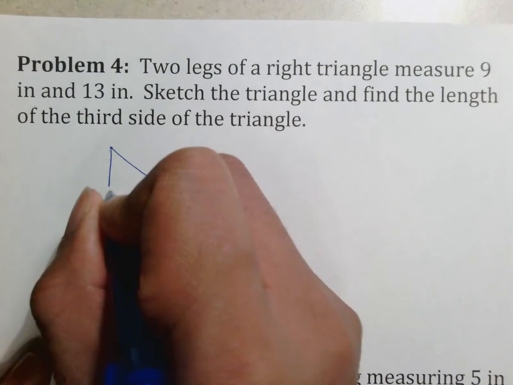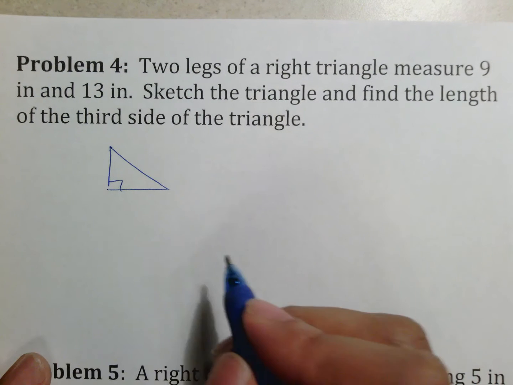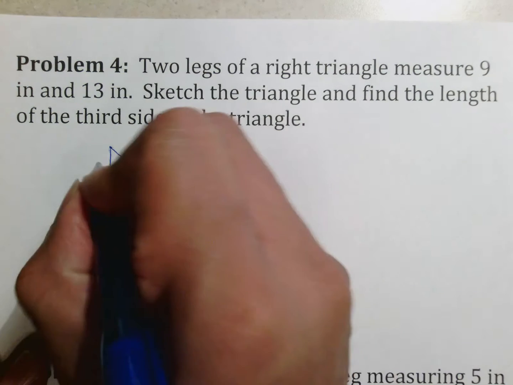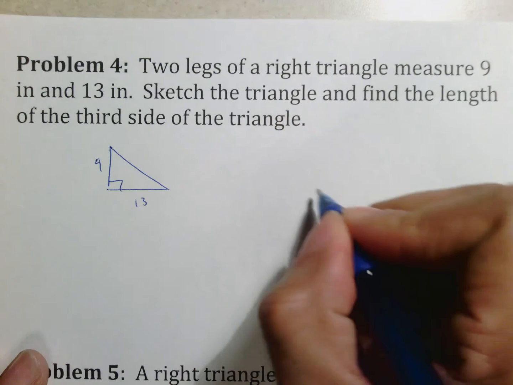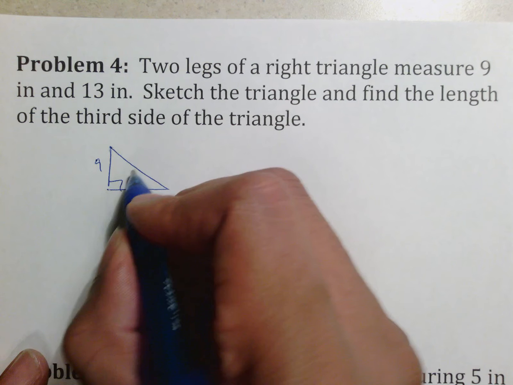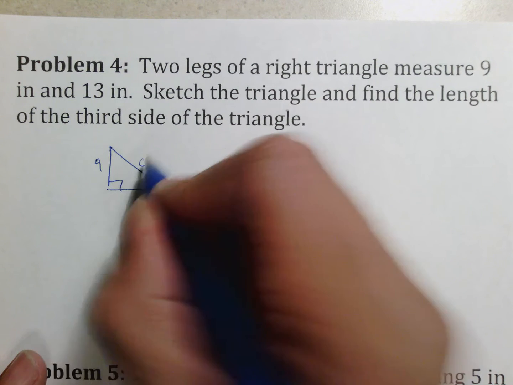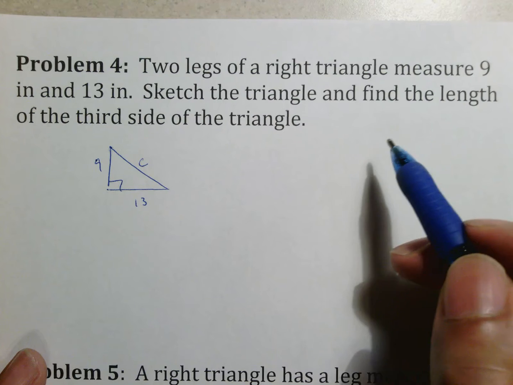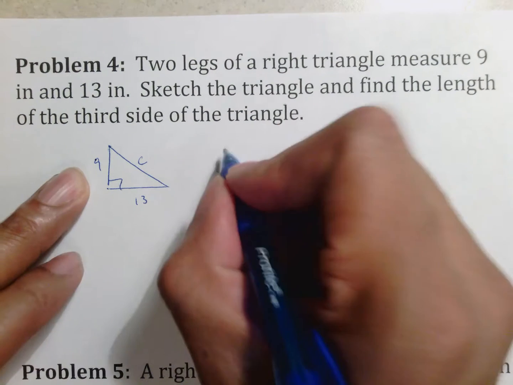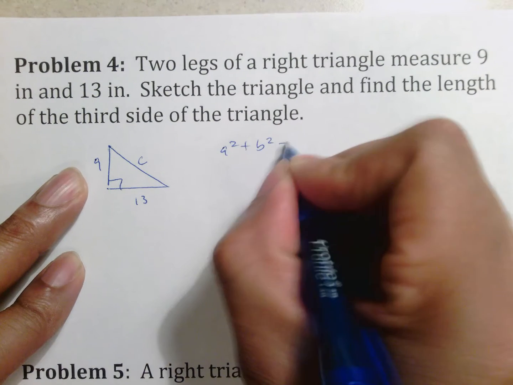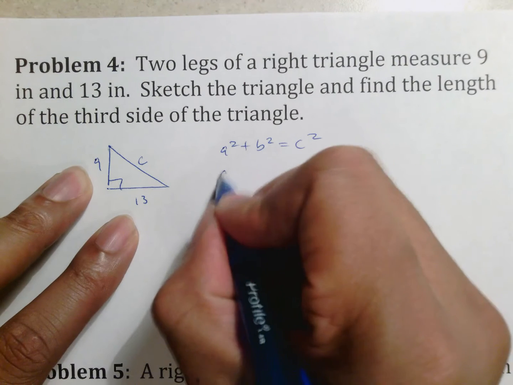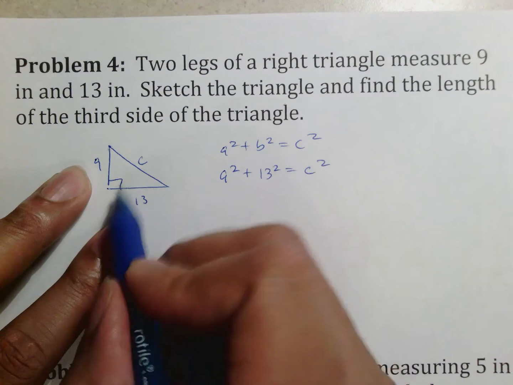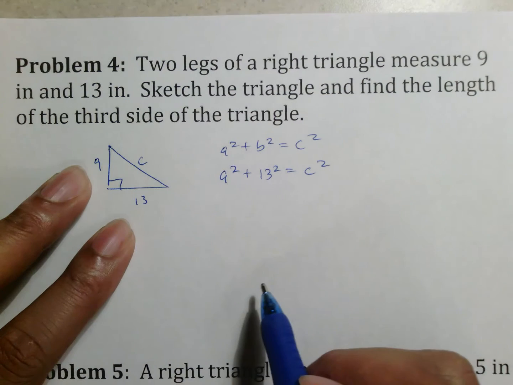So again, draw a general right triangle. Label your right angle so you know what you're talking about. Remember that the legs are the short sides. So this is 9, this is 13. This is what we don't know. Remember, this is always your hypotenuse, which is c. C is always across from the right angle. And so because they're both legs, it turns into 9 squared plus 13 squared equals c squared, because again we are looking for the hypotenuse in this one.